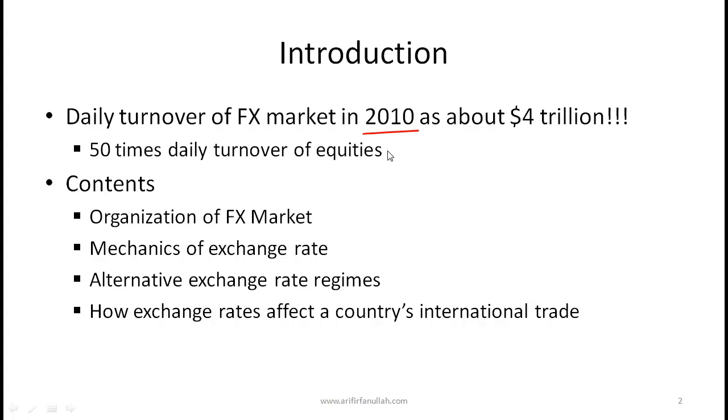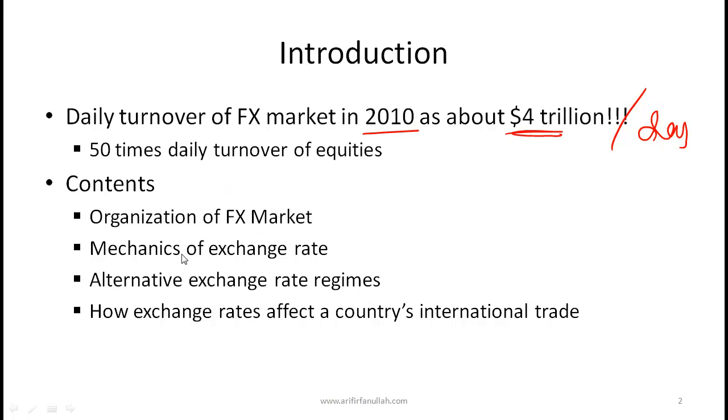And just to give you a sense for the context, this was a day. Okay, so this is per day. And this is 50 times the daily turnover of equities across the world. So the largest equity markets in the world, like New York Stock Exchange, NASDAQ, FTSE, DAX, etc. Take all those markets together, multiply that by 50, and that's the daily turnover of the FX market. So it's huge, and it's immensely important to understand. Even in Pakistan's context, the FX market is pretty large.